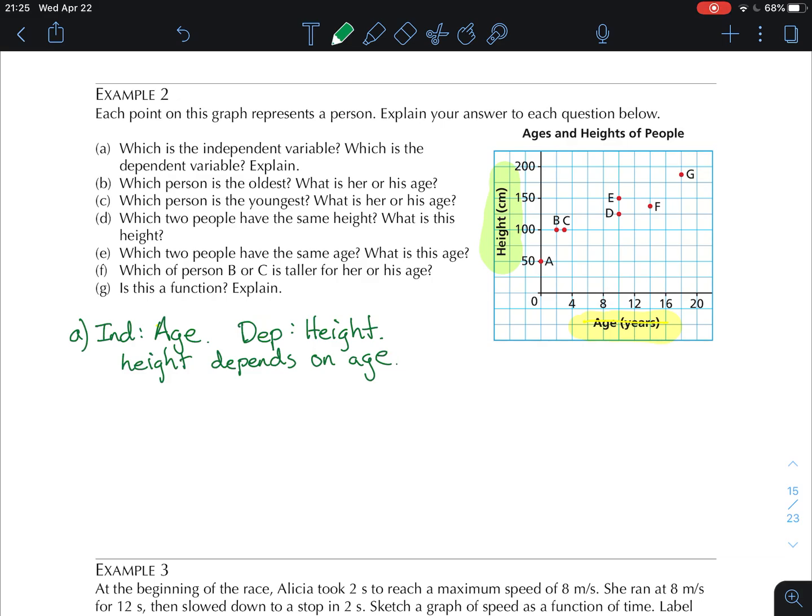It doesn't really make sense to say the age of a person depends on their height, i.e., this person is shorter, therefore his age is smaller. All right, letter B. Which person is the oldest? Well, we look on our domain, we find G. Letter G is the oldest. And if we follow letter G down, letter G is 18 years old. Question C. Which person is the youngest? We highlight letter A. We follow letter A down, and letter A is 0 years old.